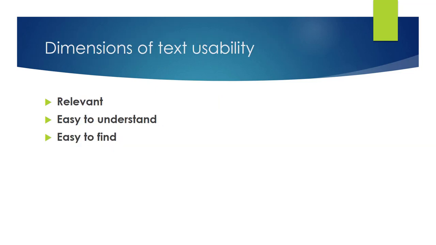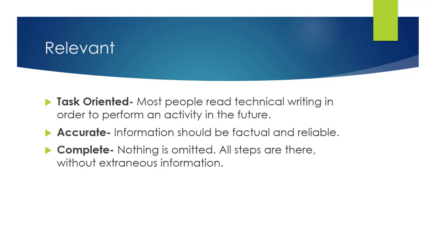When you talk about the dimensions of text usability, you really can look at three different things. Is it relevant? Is it easy to understand? And perhaps as important as anything, is it easy to find? When we talk about relevancy, it's important to remember that technical documentation is task-oriented. So most people read technical writing in order to perform an activity in the future. If you think about things like work instructions, it's not being read for fun, it's being read because I have something that I need to do and I need to do it correctly.